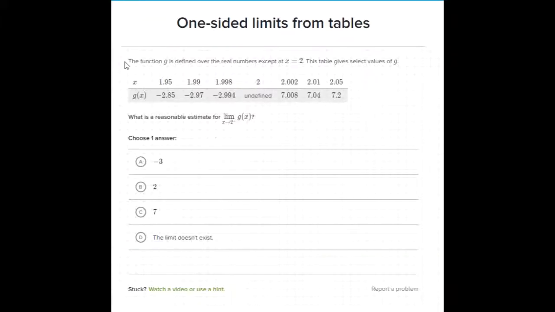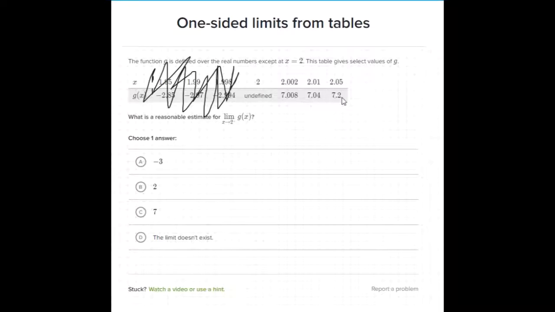Okay, so the function g is defined over the real numbers except at x equals -2. This table gives select values of g. What is a reasonable estimate for the limit of g of x as x approaches 2 from the right? It's kind of faint, but that's a plus sign, so that means from the right. If it's from the right, we can pretty much ignore all this, because this is from the left, and what we're trying to figure out is from the right.